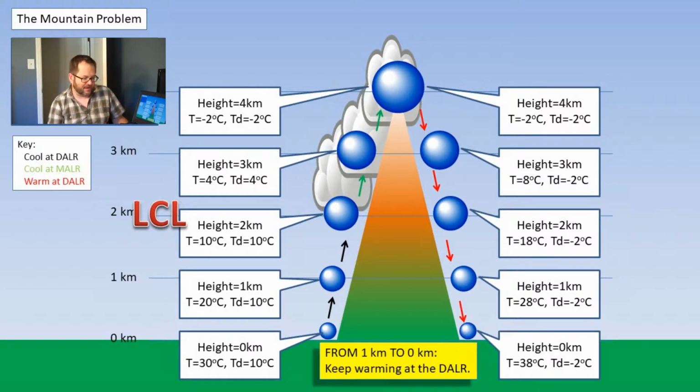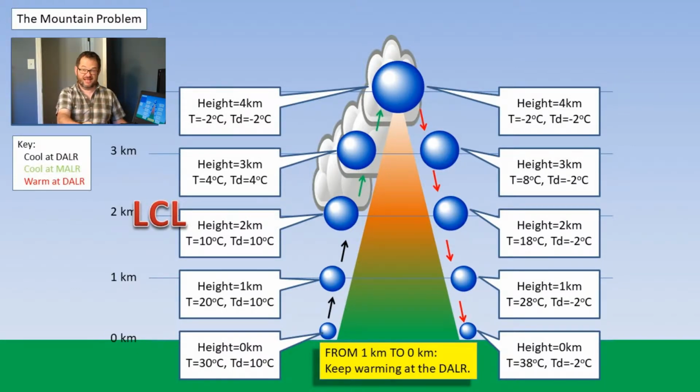And we can wrap up the problem by getting all the way back down to a height of 0 kilometers by increasing the temperature another 10 degrees. And then we end up at the base of the mountain on the lee side as having a temperature of 38 degrees Celsius and a dew point of negative 2. And we have completed this mountain problem.